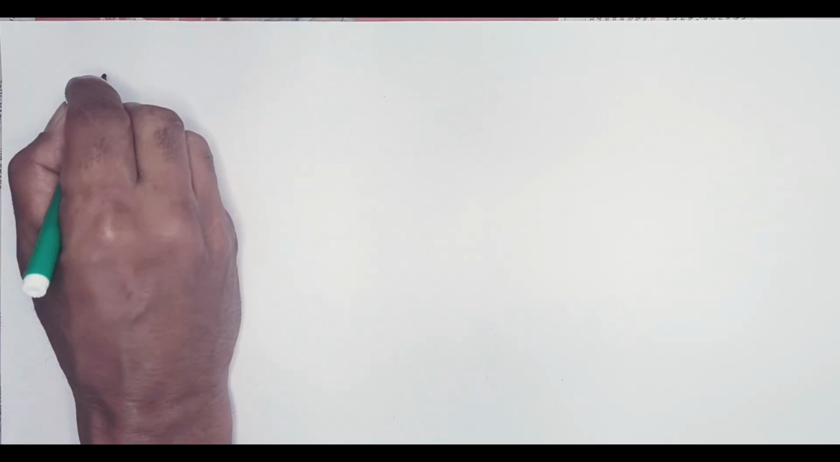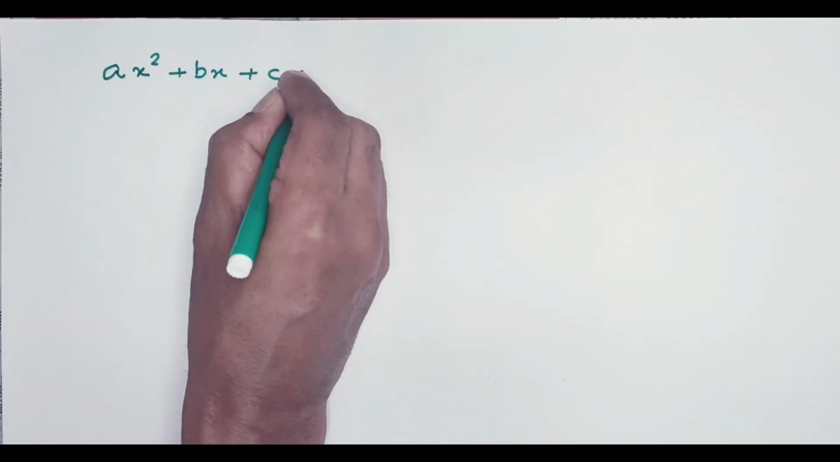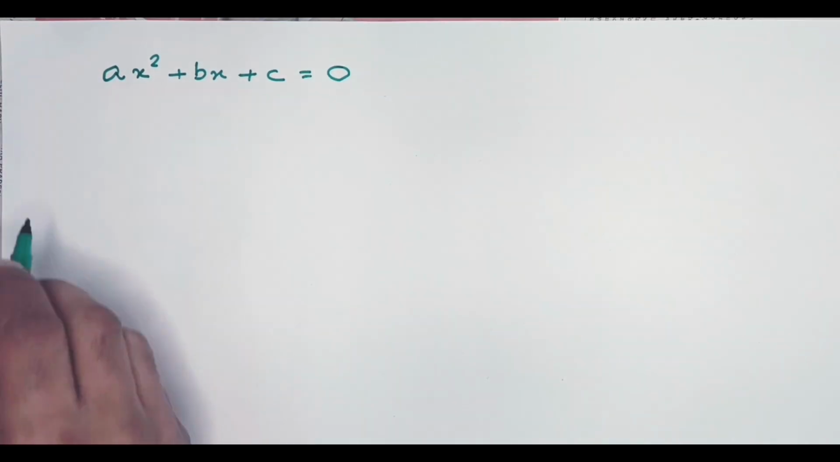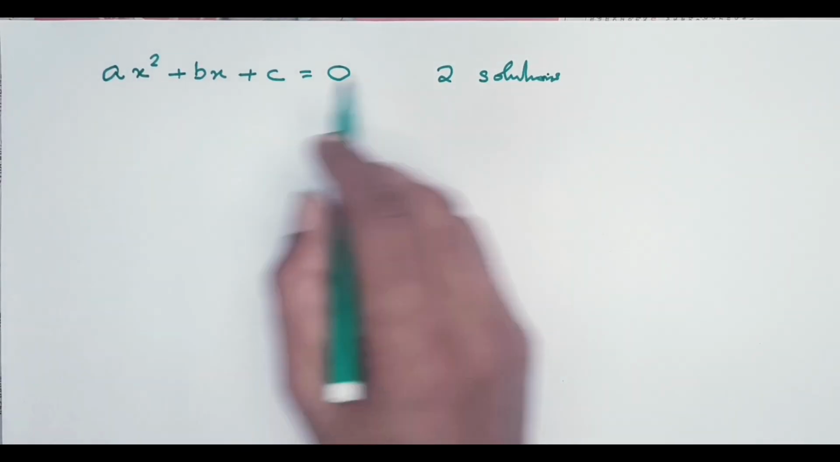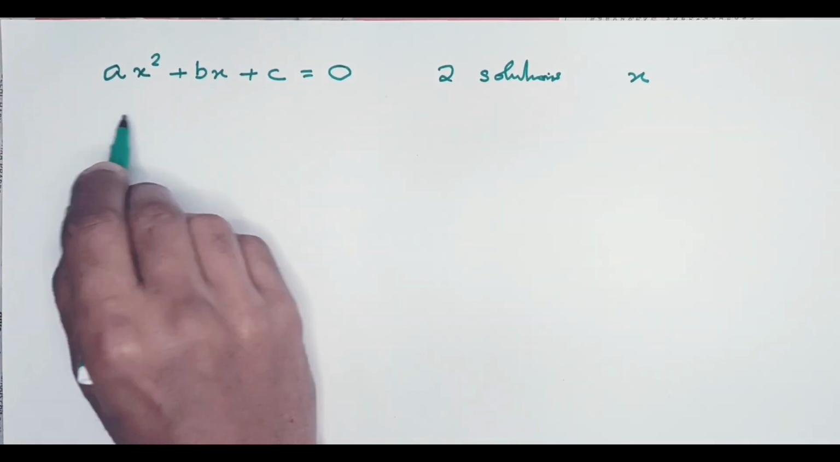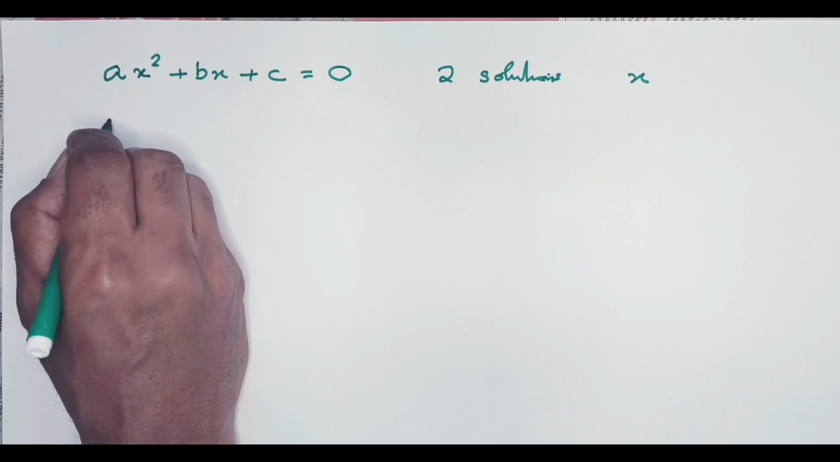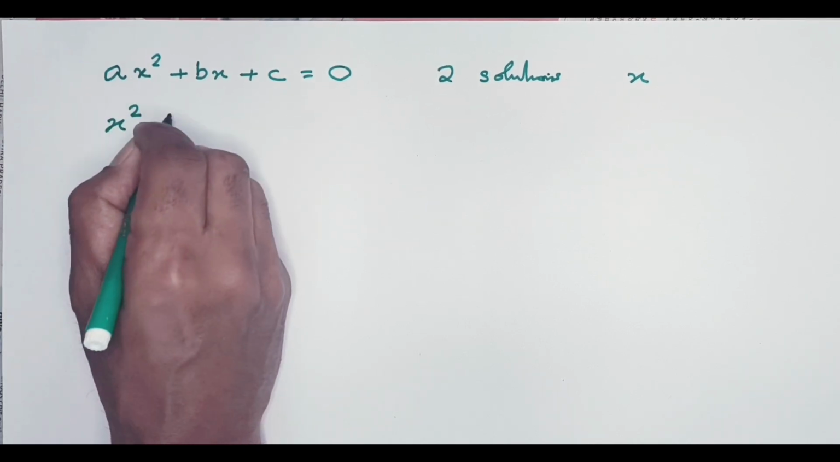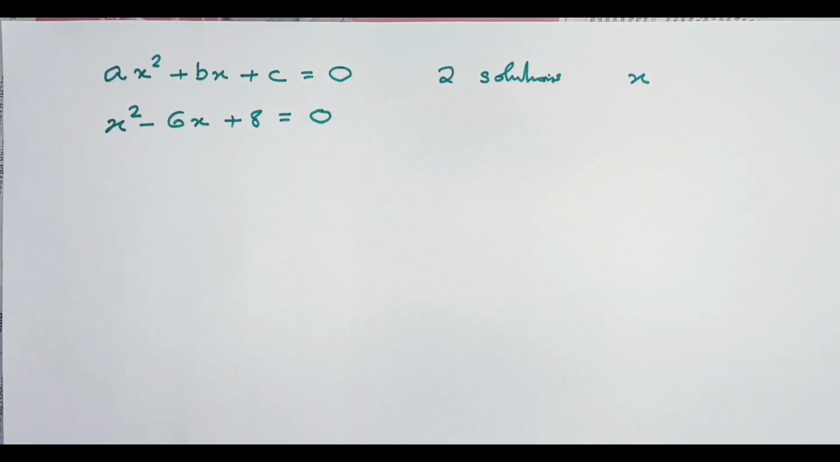The general form of a quadratic equation is ax squared plus bx plus c equals 0. As you know, a quadratic equation has at most two solutions. Rather, you can find out two values of x that will satisfy this equation. Let me take an example for a quadratic equation. x squared minus 6x plus 8 equals 0.